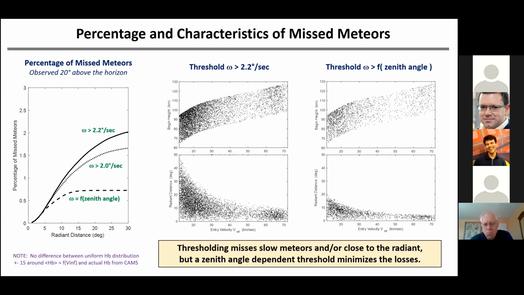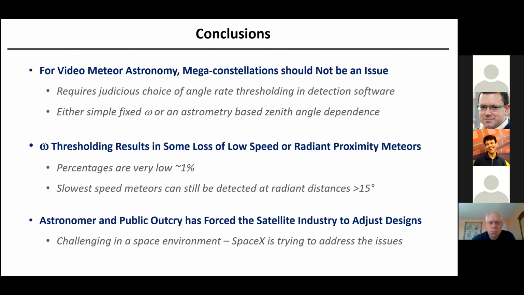And if you use the angle dependent threshold, the zenith angle dependent threshold, then you can see that the radiant distance is down 15 degrees, which means that you can pick up meteors anywhere from 20 to 90 degrees away from the radiant. So we're actually not losing very much at the low velocity end. So what we found in conclusion is that for video meteor astronomy, these mega constellations should not be an issue.